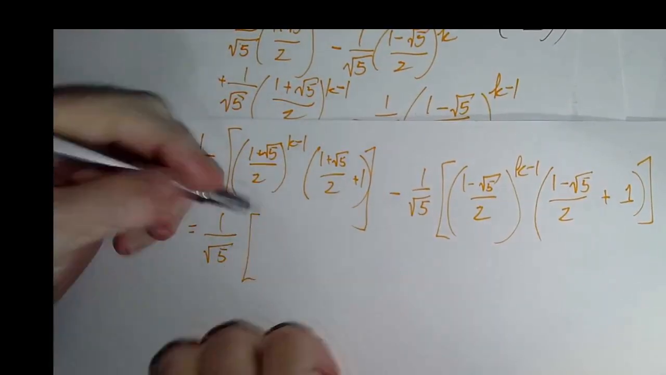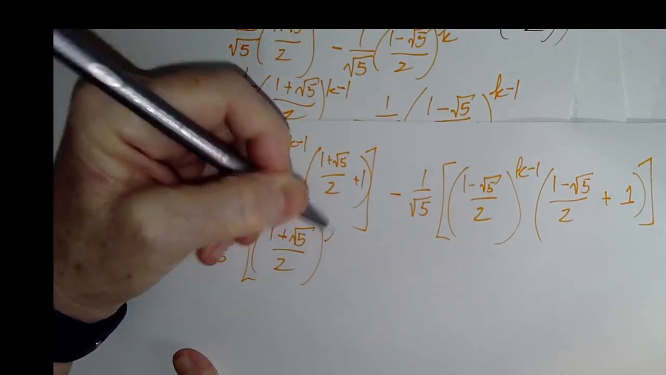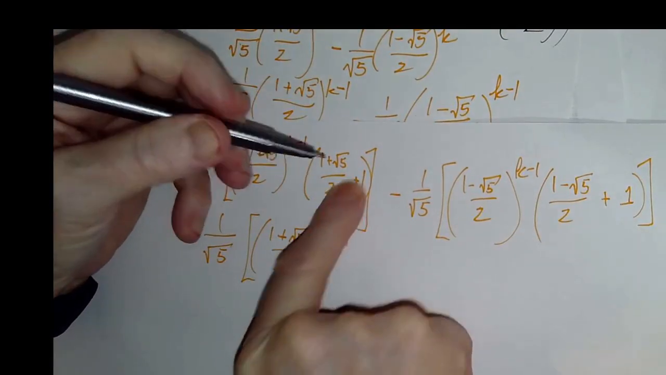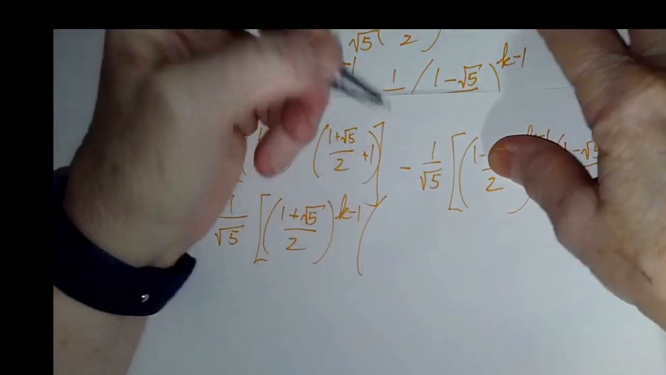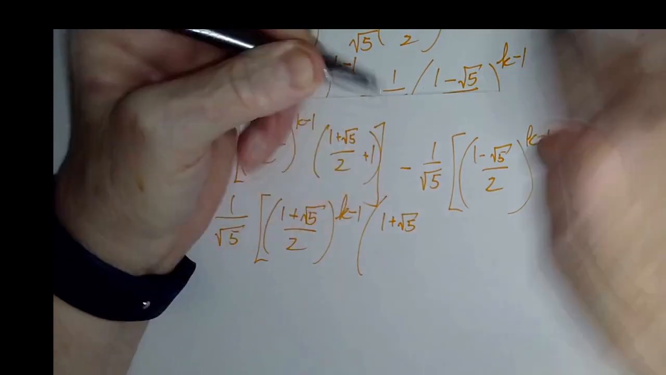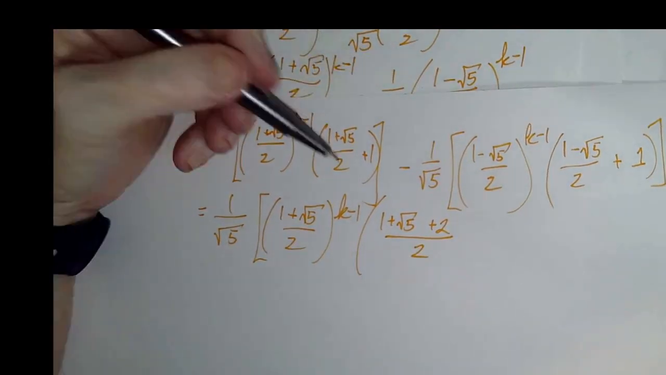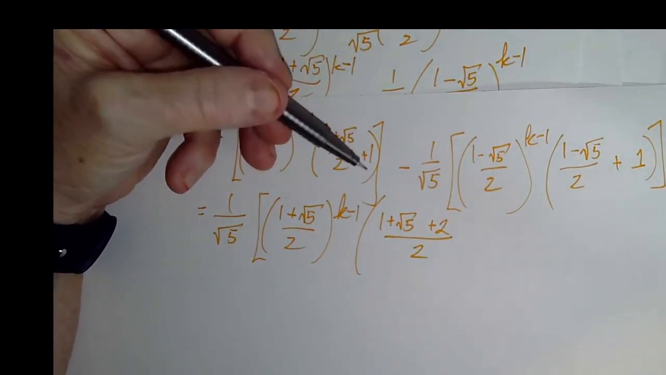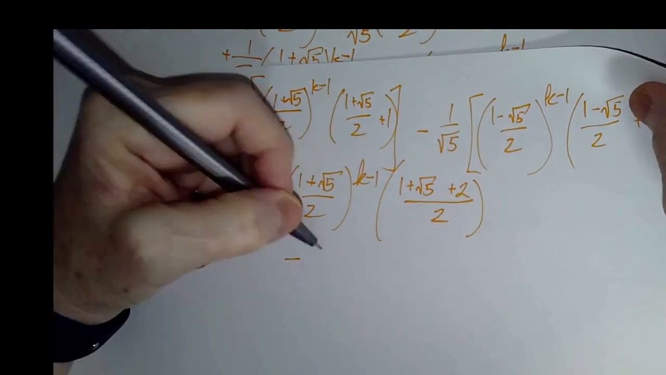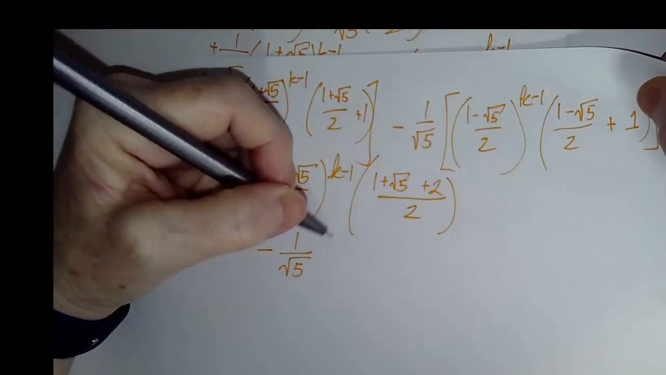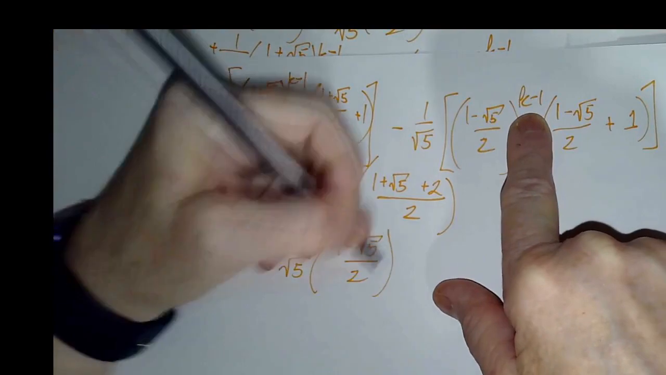So I've got 1 minus square root of 5 over 2 to the k minus 1. 1 plus square root of 5 over 2 to k minus 1. And if we want to add these two, we need to multiply 1 by 2 over 2. So 1 plus the square root of 5 plus 2 over 2. Is that right? 1 plus square root. The 1 is going to be 2 over 2. Yeah, okay. And then minus 1 over the square root of 5, 1 minus the square root of 5 over 2 to the k minus 1.